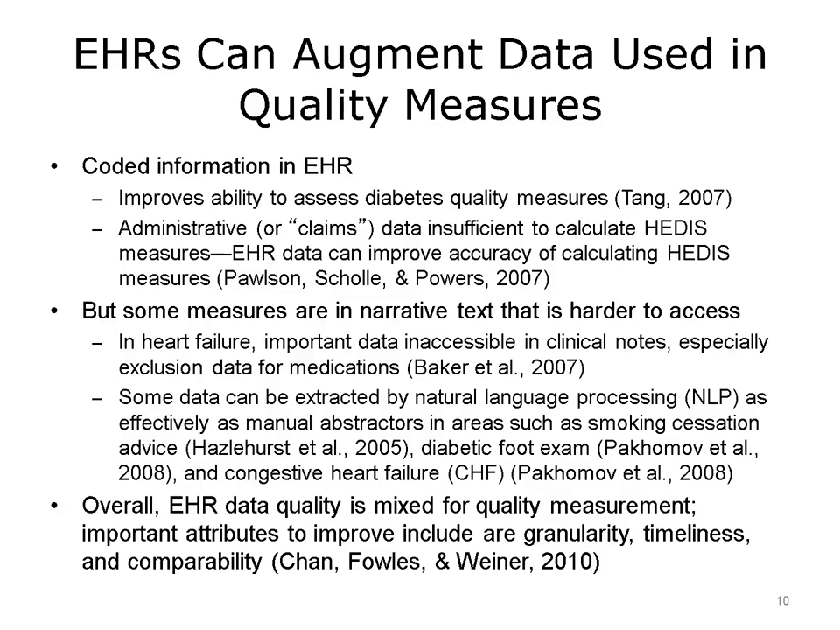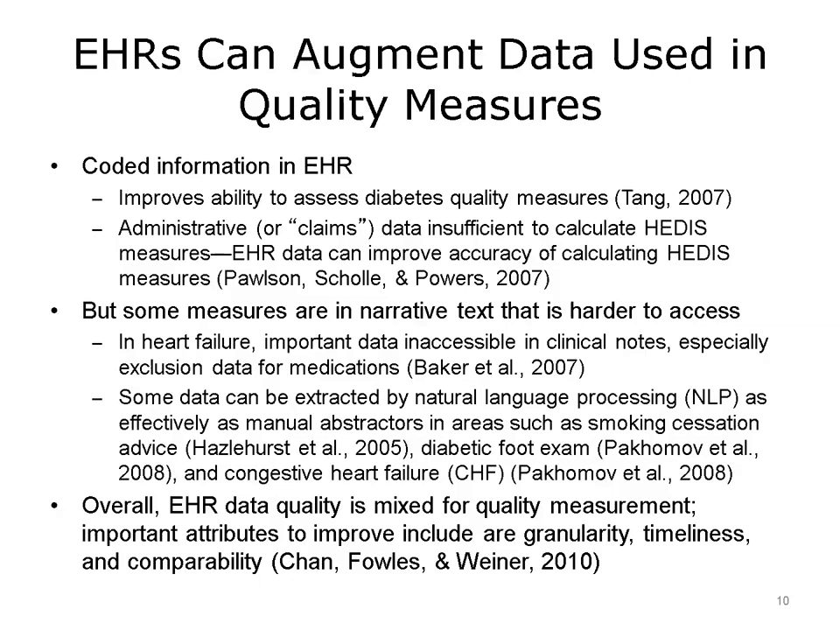Data from the EHR can improve the accuracy of calculating HEDIS measures, as well as calculating metrics such as disease-specific mortality. However, the existence of an EHR system doesn't necessarily mean the EHRs contain quality data. A lot of data in the EHR is narrative text that is difficult to access and process. It has been shown in heart failure, for example, that some important data needed to assess quality becomes inaccessible because it's in the form of clinical notes.